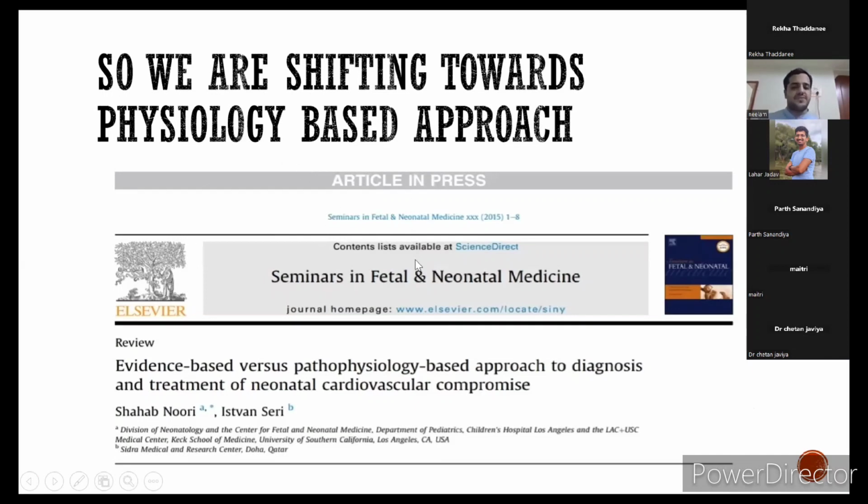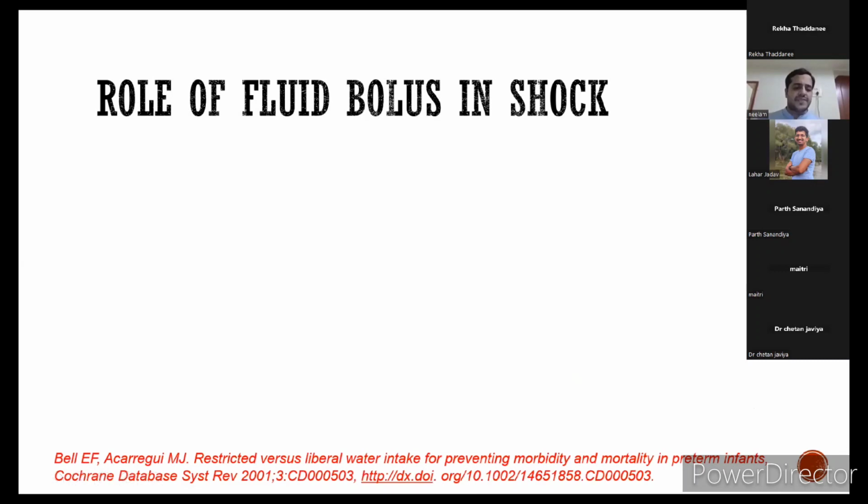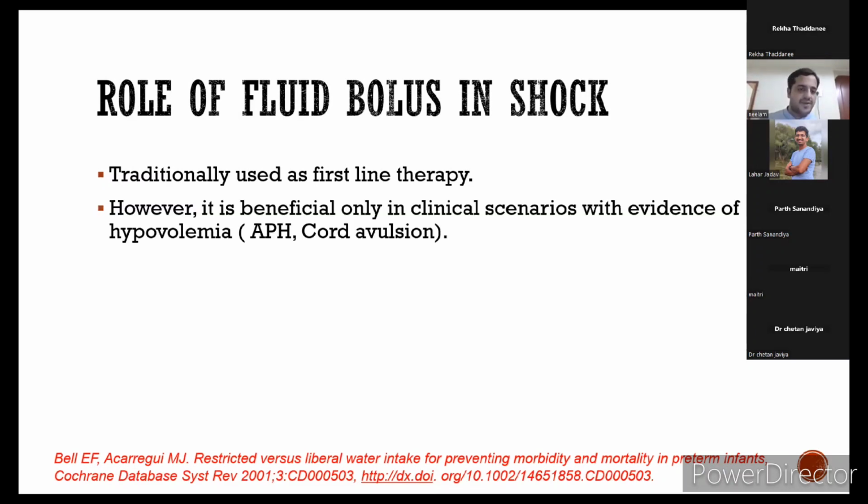Okay, and so coming to the first thing, the age old tradition was that as soon as we diagnose a baby with shock, we go for a fluid bolus. Okay, so let us see how reliable it is, or how useful it is, to give a fluid bolus. As we all know, it is the traditional first line therapy. As soon as we see a baby with shock, the first thing we do is, sister, give a bolus, do 10 ml per kg. Okay, so let us see how reliable it is.